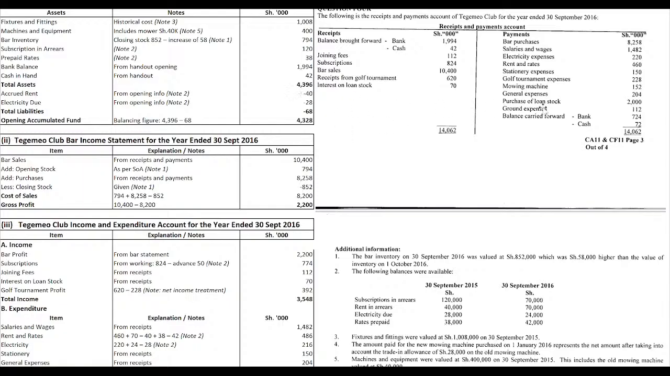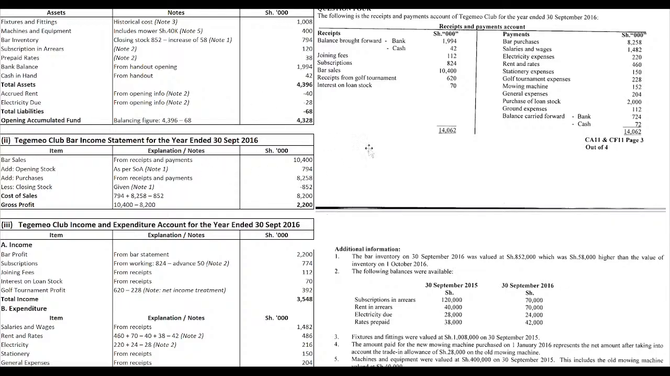We also have to deduct the liabilities. We have accrued rent, which is 40, and also electricity, which is 28. So the total liability is 68. Our opening accumulated fund will be total assets minus total liabilities, which is 4328. When you have calculated this, we will have an easier time with our financials.